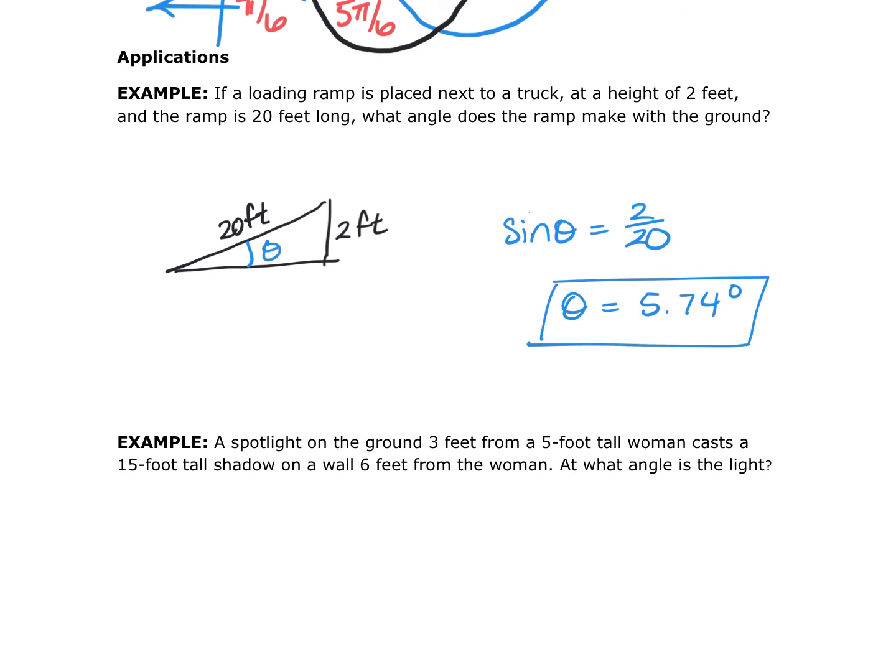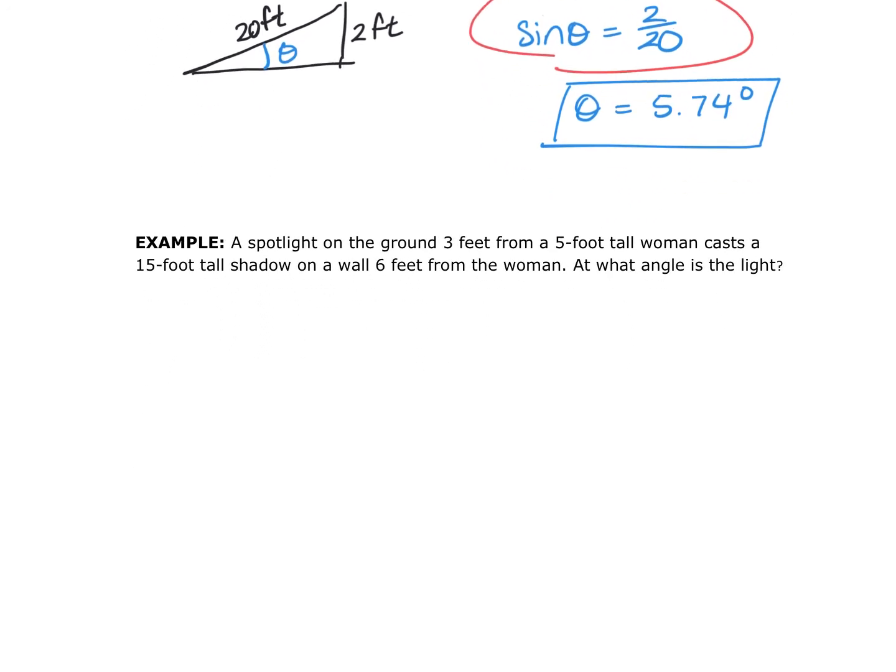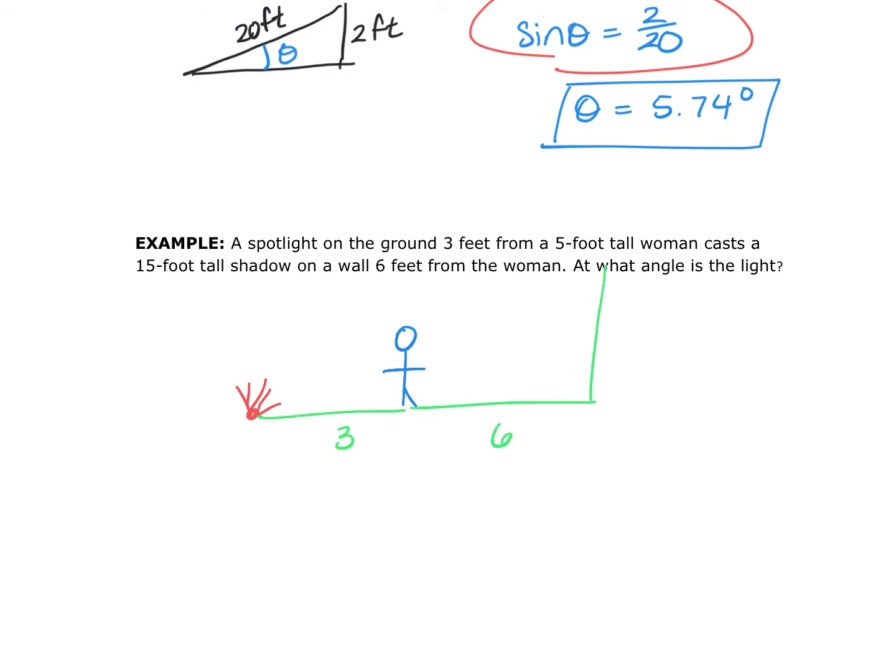Here's an example in which we are solving an equation, but it's not on the unit circle. A spotlight on the ground 3 feet from a 5-foot tall woman. Here's my light. Here's my person. It casts a shadow 15 feet long on a wall 6 feet from the woman. So we know this is 3 feet. We know this is 6 feet. We know the shadow is 15 feet tall.